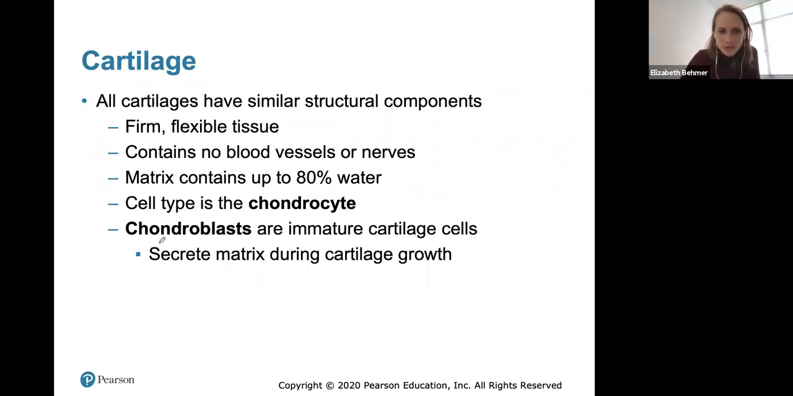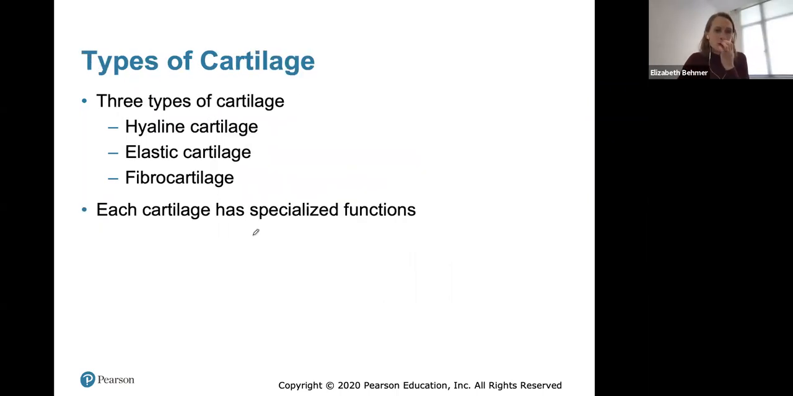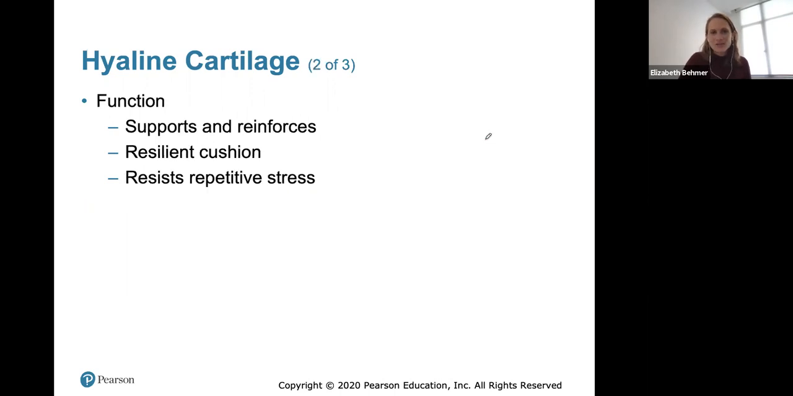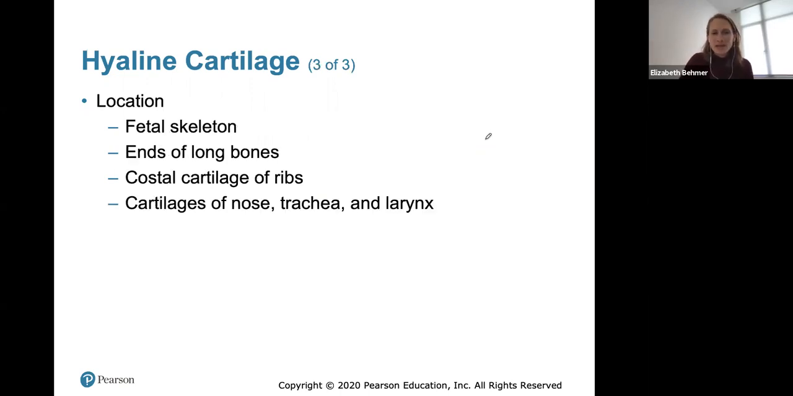Cartilage then has similar structural components. Chondroblasts are the immature cartilage cells that secrete matrix during cartilage growth. And we have three types of cartilage. Each cartilage has special functions. Hyaline cartilage has a glassy appearance. We have chondroblasts and chondrocytes. It supports and reinforces. It helps to cushion. It resists repetitive stress. It's located in the fetal skeleton, the ends of long bones, the costal cartilage of the ribs, and the cartilage of your nose, the trachea, and the larynx.